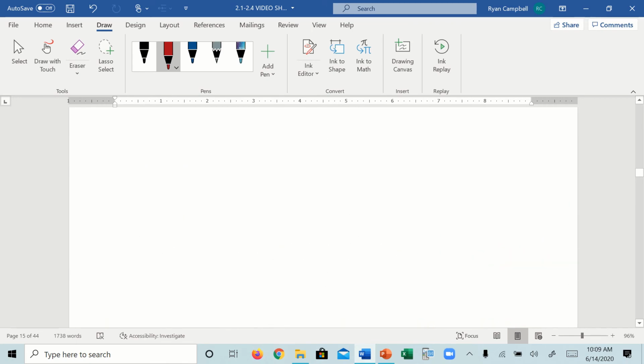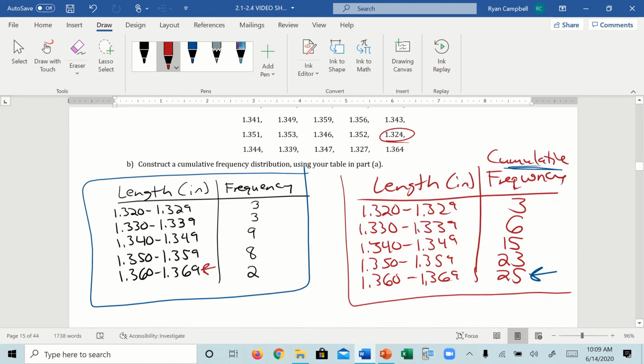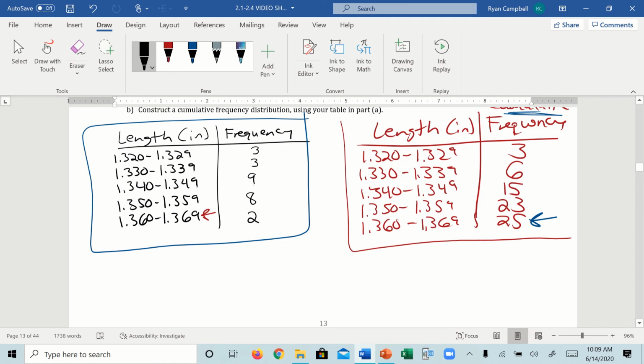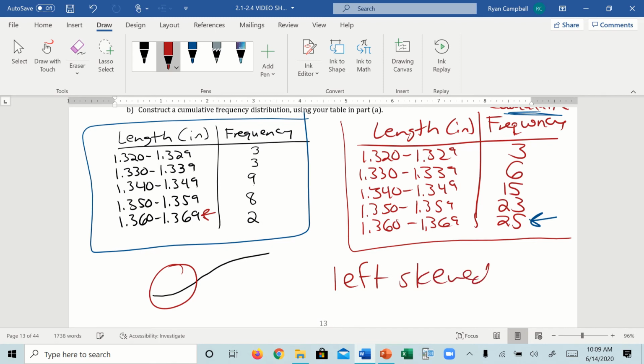Right? We would see the same thing with any cumulative. It's going to just keep going up. So once again, this would also be left skewed, or skewed left, if we talked about that.